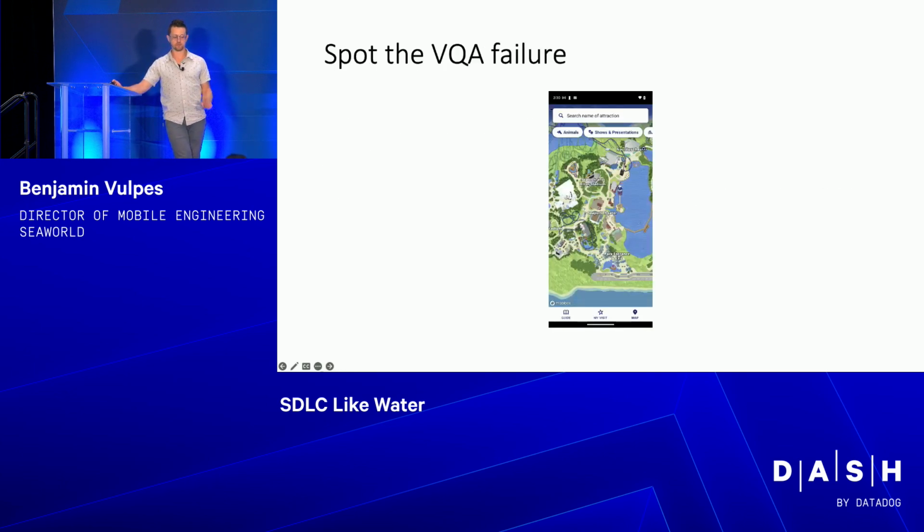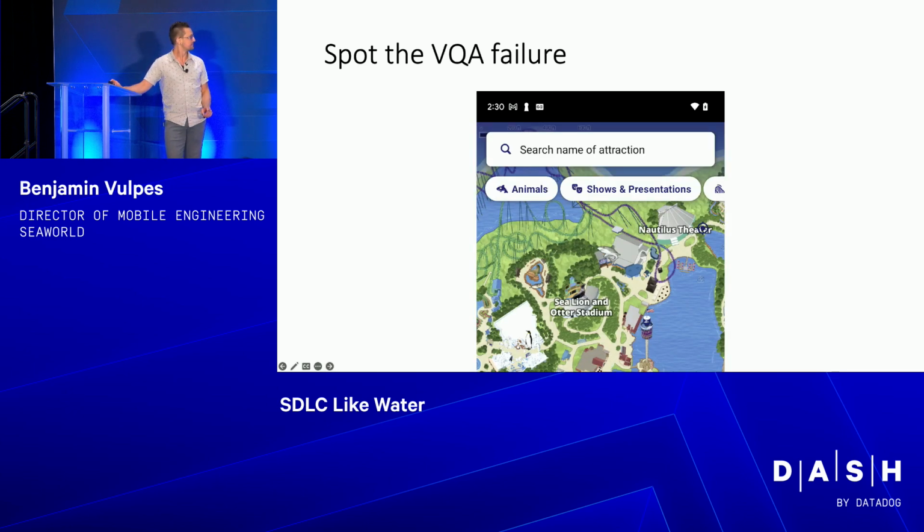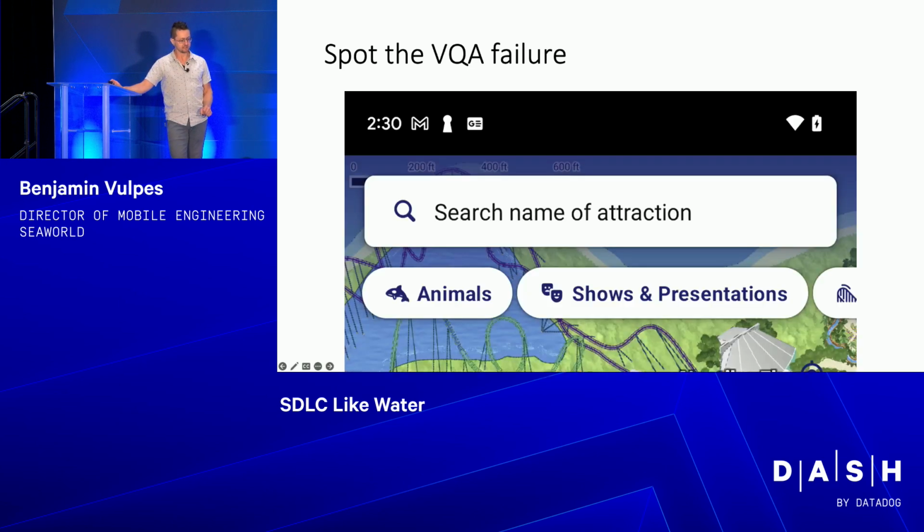Quick digression. Spot the VQA failure. A little hard to see. Maybe if you look closely, you can see it now. Even closer. Anybody see it yet? What is that?